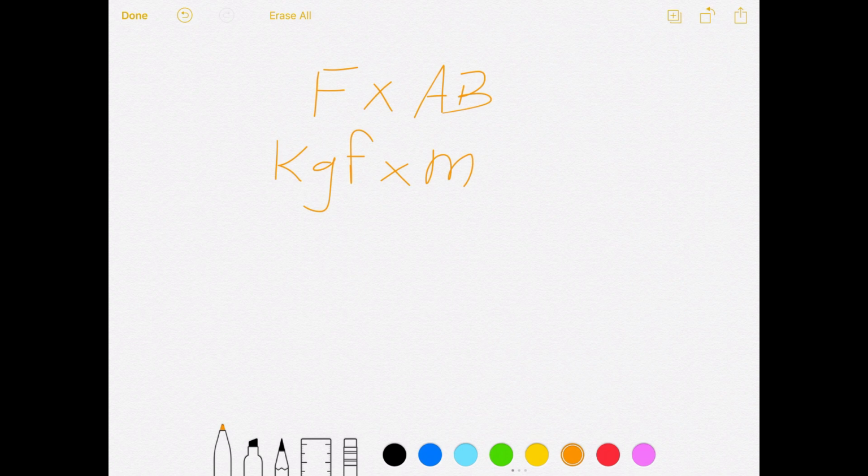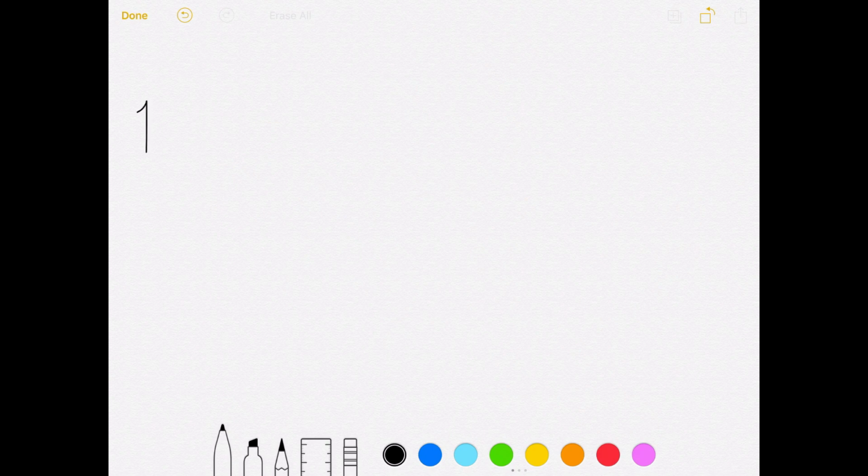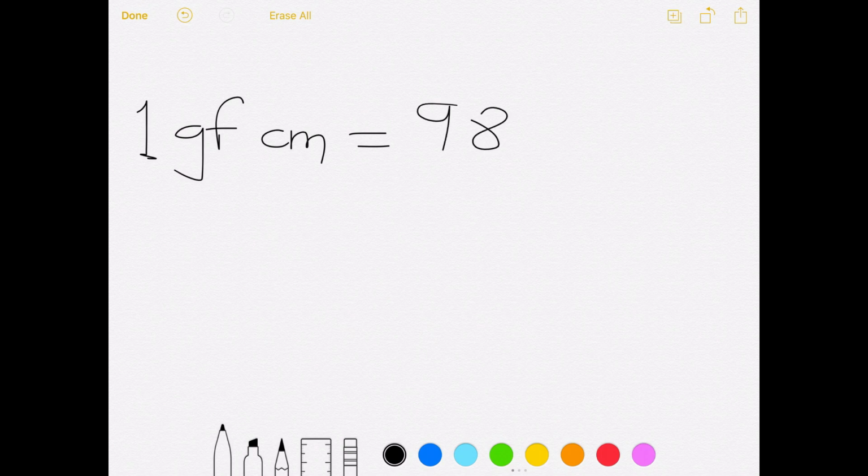And if you want to equate, 1 kilogram force meter is equal to 9.8 Newton meter, because 1 kilogram force is equal to approximately, we take the value as 10, 1 kilogram force is equal to 9.8 Newton. The smaller unit of force is 1 gram force centimeter, and that equals 980 Newton centimeter.